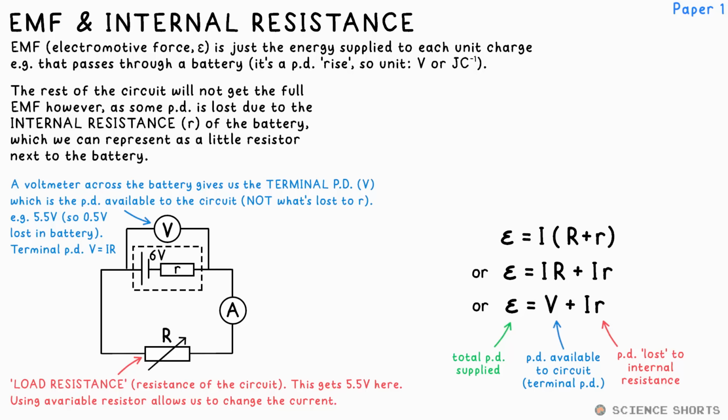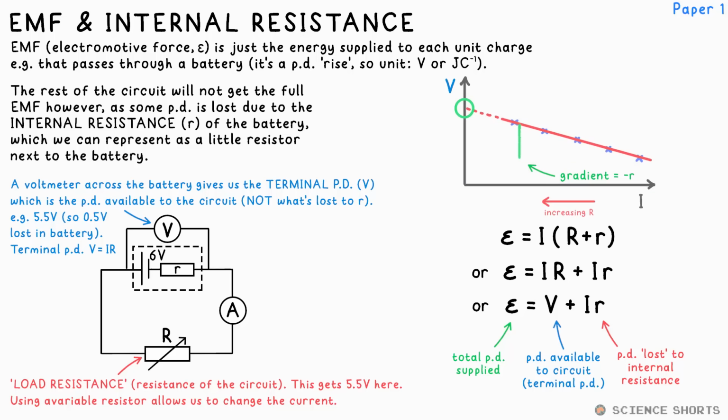If we increase the load resistance, that's the resistance of the circuit, the current flowing through the battery decreases, of course. But this results in less PD being lost in the battery. So the terminal PD increases. Drawing a graph of terminal PD against current gives us a straight line. The magnitude of this gradient is equal to the internal resistance.